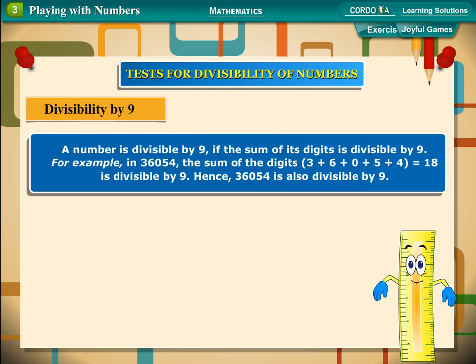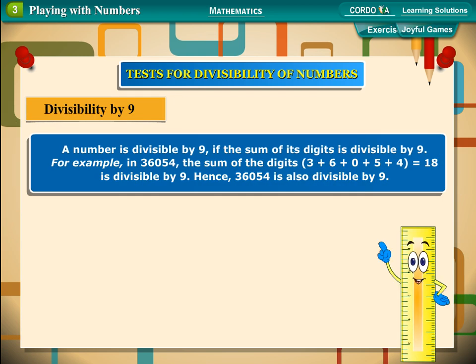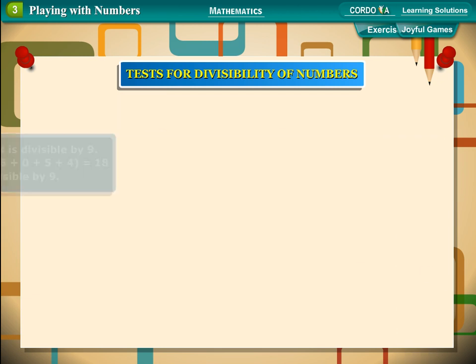Divisibility by 9. A number is divisible by 9 if the sum of its digits is divisible by 9. For example, in 36054, the sum of the digits 3 plus 6 plus 0 plus 5 plus 4 is equal to 18, which is divisible by 9. Hence, 36054 is also divisible by 9.